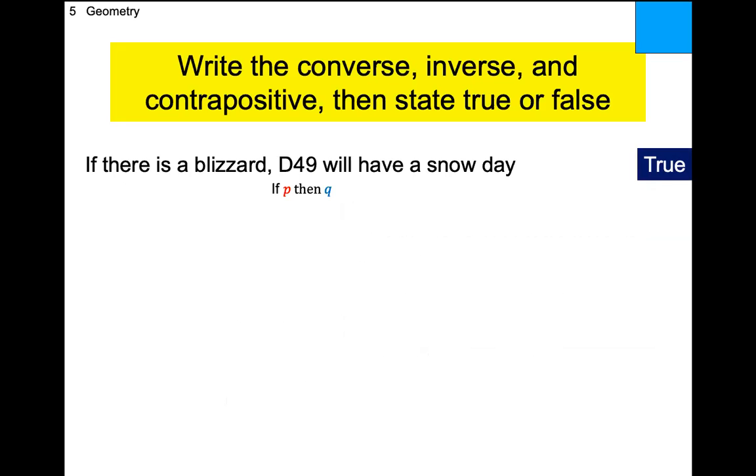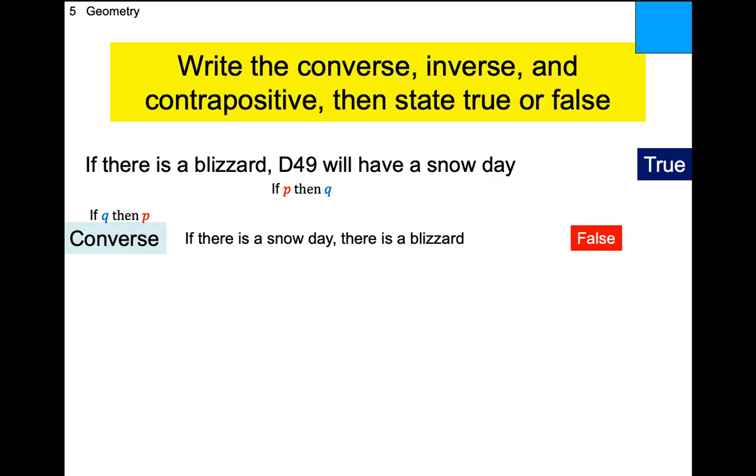All right, Anna, what's the converse? If D49 has a snow day, then there is a blizzard. Okay, true or false? Not always true, or false. Either one is fine, because we can certainly have a snow day when there's not a blizzard, like when it stops snowing and there's 4 feet of snow on the ground. Well, there's not a blizzard, but we certainly are going to have a snow day.